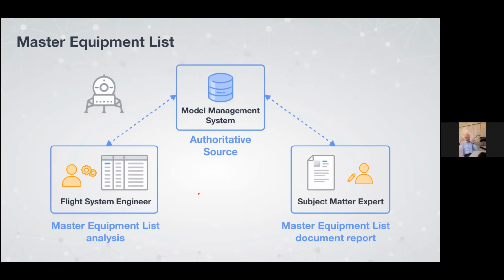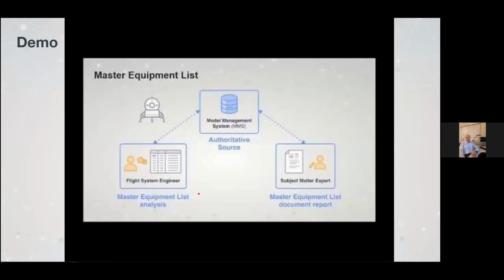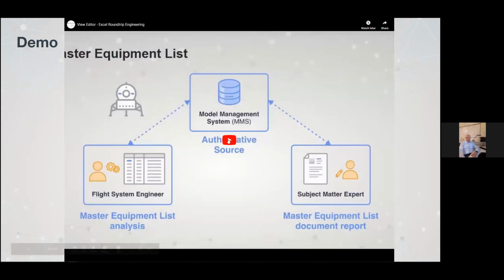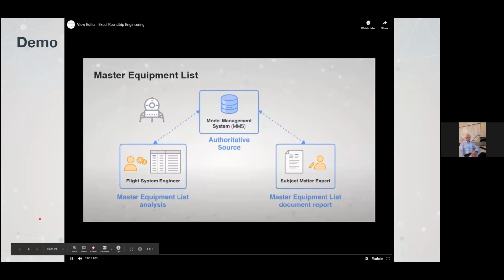So the little demo is a simple example where you have the authoritative source of your engineering model. You have one flight system engineer that has to analyze the MEL, as we call it, which is the key product in for spacecrafts, and an SME, the subject matter expert, that has to create a document, a report on that MEL. So here's the video, and I'll comment while we go along.